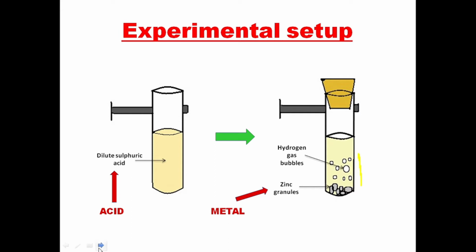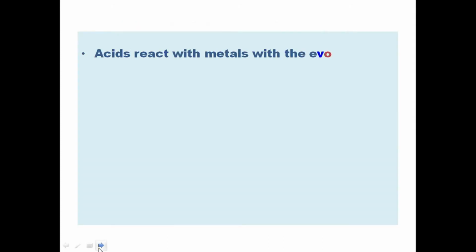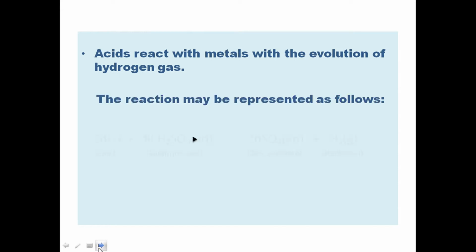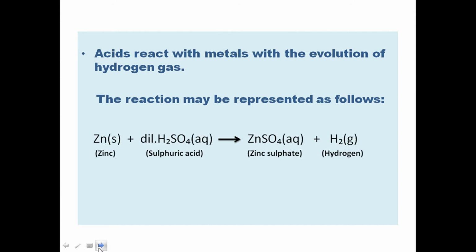Now let's see the details and equations of this reaction. So the acids react with metals and give out hydrogen gas. Zinc is taken as a metal and sulfuric acid is our acid, and we get zinc sulfate and hydrogen gas. Zinc sulfate is our salt over here.